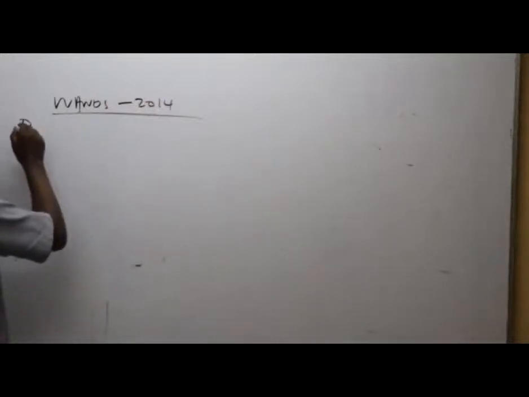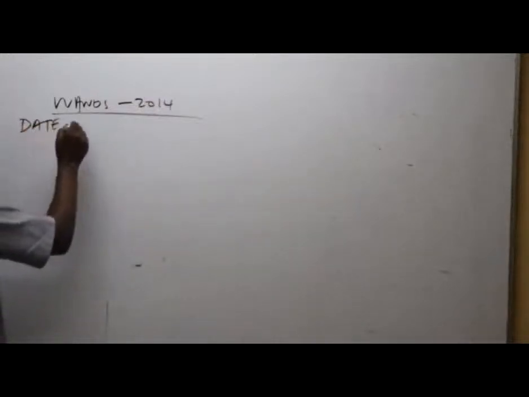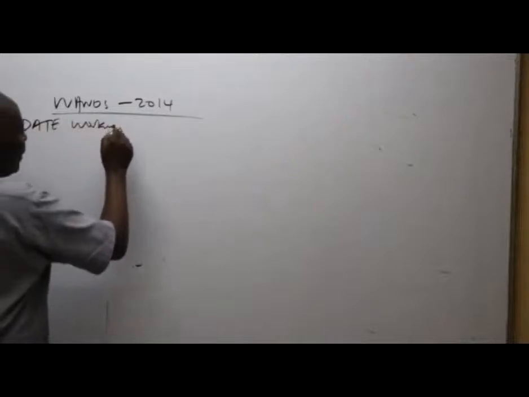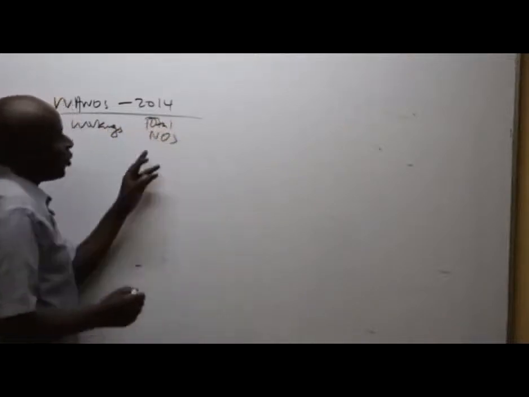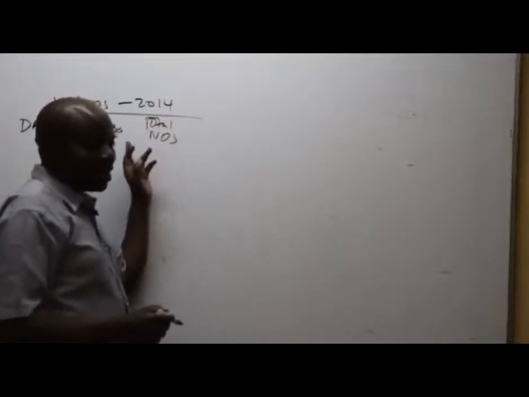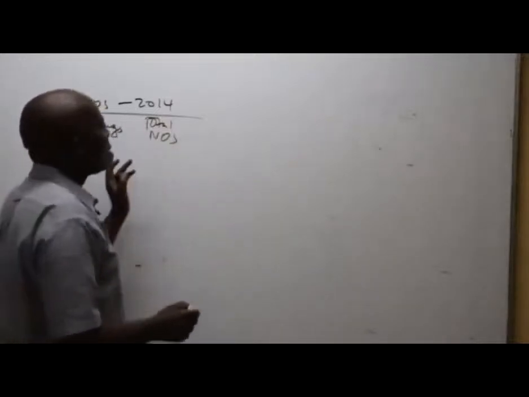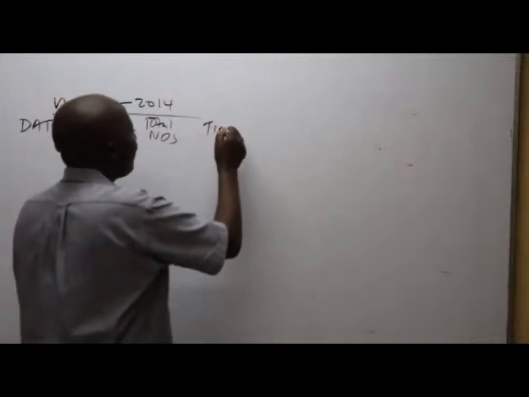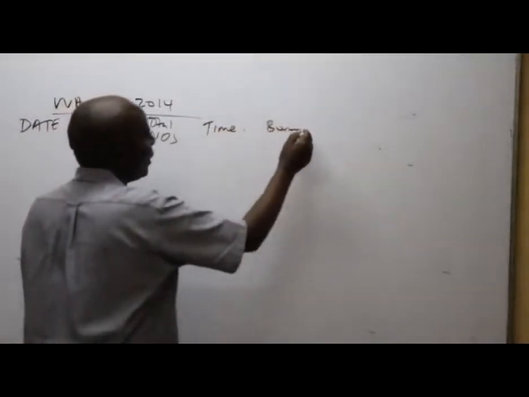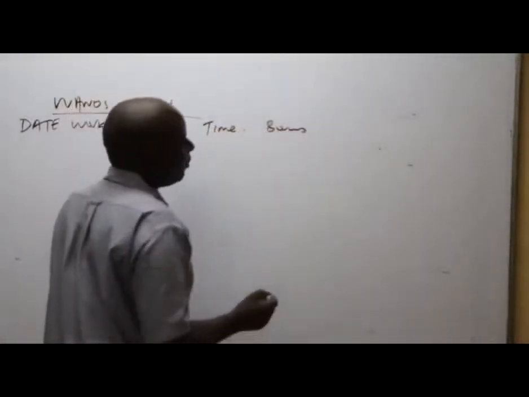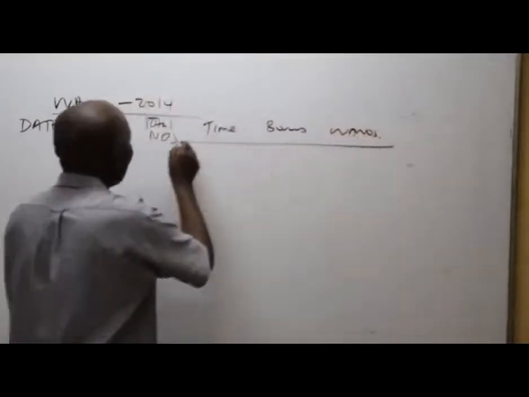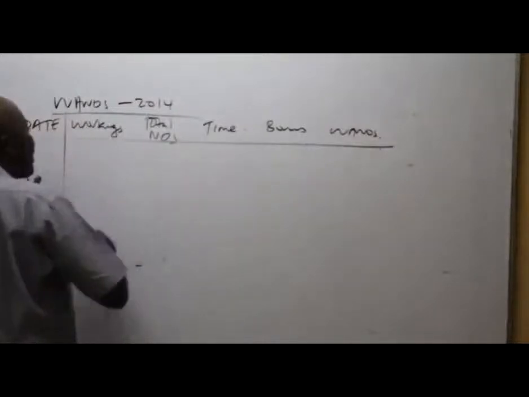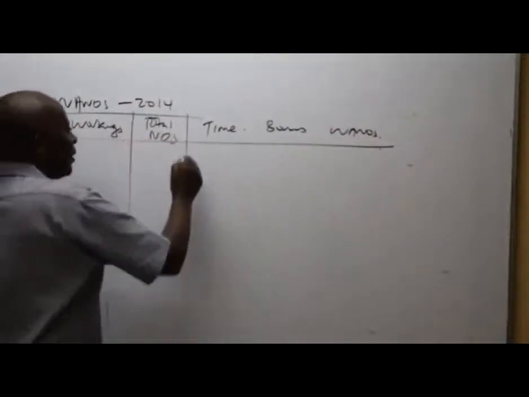So remember, we have the issue of the date, the workings like that. We have the total nos. Remember that the total nos is what we call the cumulative number of shares, right? So we have in this case the time, we have the bonus fraction, and then lastly, ladies and gentlemen, we have the one-nos.